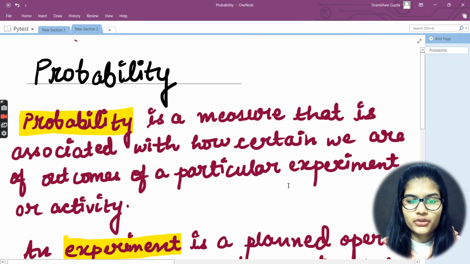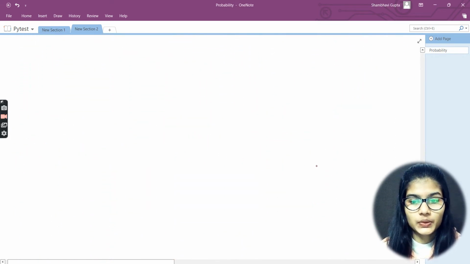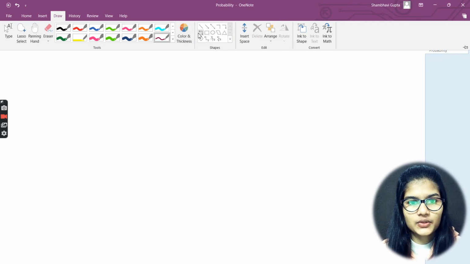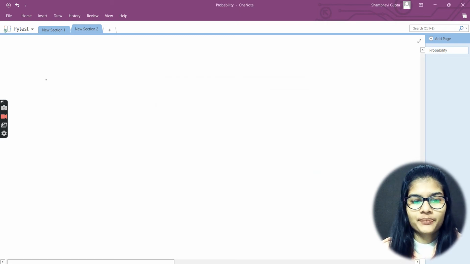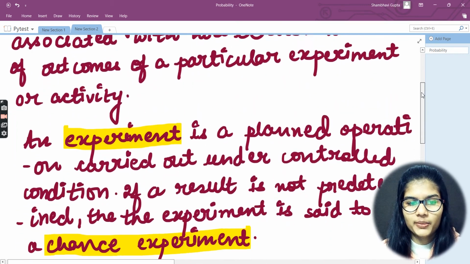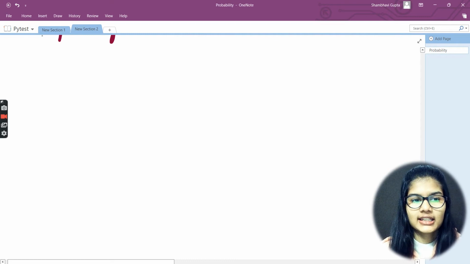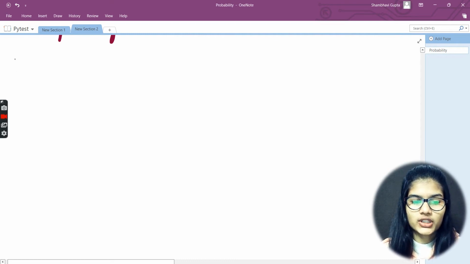So we were discussing the important terminologies related to probability. Let me get forward with that. I would take up a new color here so that we can differentiate regarding different terminologies. Great. Previously we discussed probability, the experiment, the chance experiment, the outcome and the sample space. Today I'll be starting with the events. What are the events?